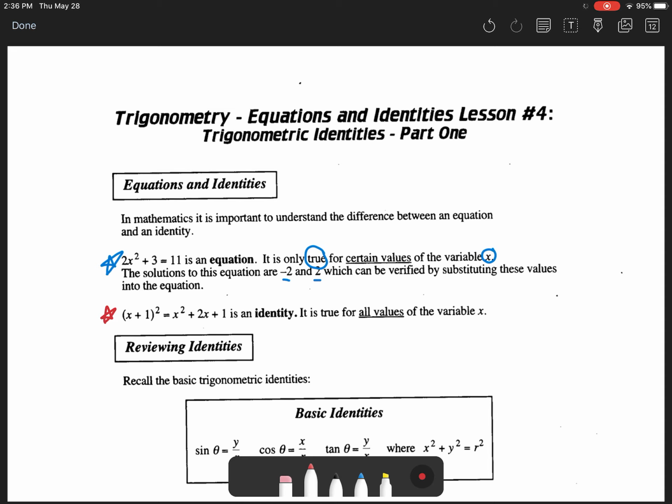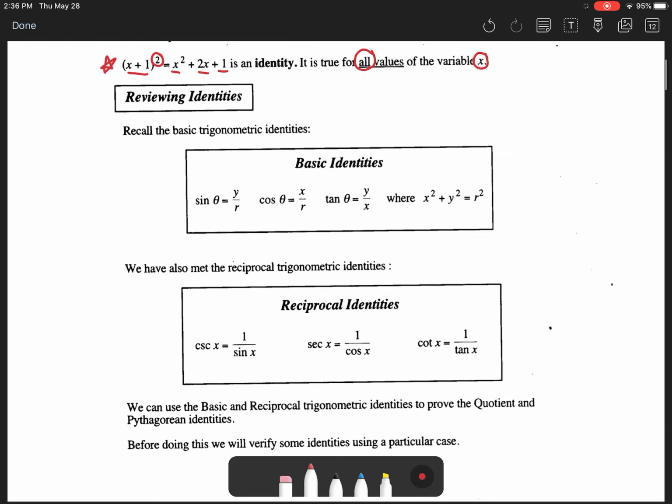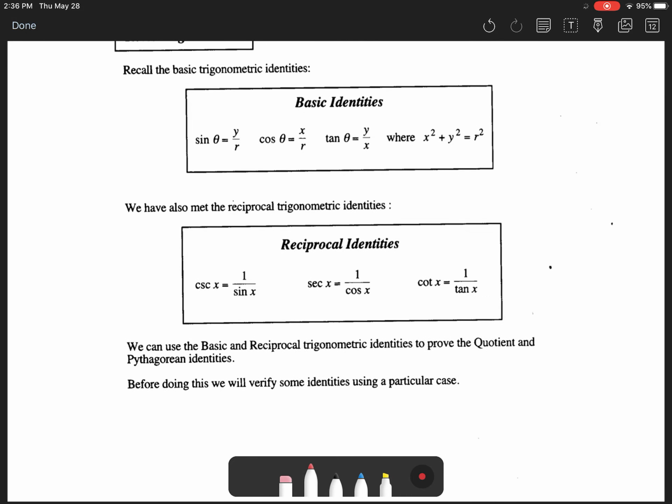When I take a look at something that's an identity, as this is down here, (x plus 1) squared equals x squared plus 2x plus 1, we know this is an identity and it is true for all values of any variable x. No matter what value you substitute in for x, when you add 1 to it and then square it, it'll always be equal to that x value squared plus 2 times that x value plus 1. So that is an identity. It is always true no matter what value of x you substitute in. An equation is only true for certain values of x, and that's why you solve for x in those equations.